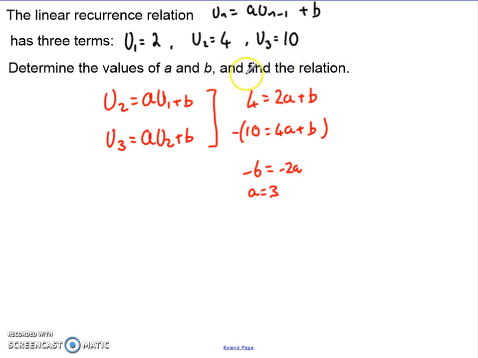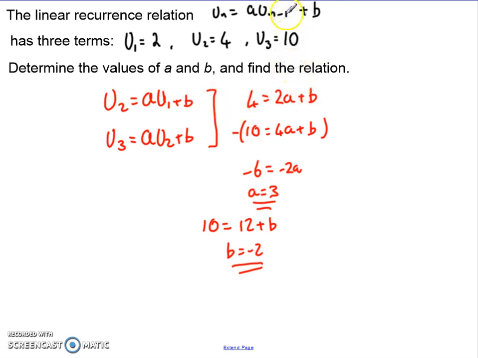Again, now we take the value of a and substitute it into either of these two and we'll get the same answer. Last time I went for the top, this time I'll go for the bottom. Doesn't matter which one we do. So I've got 10 equals 4a, well a is 3, so 10 is equal to 12 plus whatever b is. Solving this, I get that b is equal to -2. Again, I get the same answer here: 4 would equal 6 plus b, where b is -2. So there you go, I've got my a and my b.